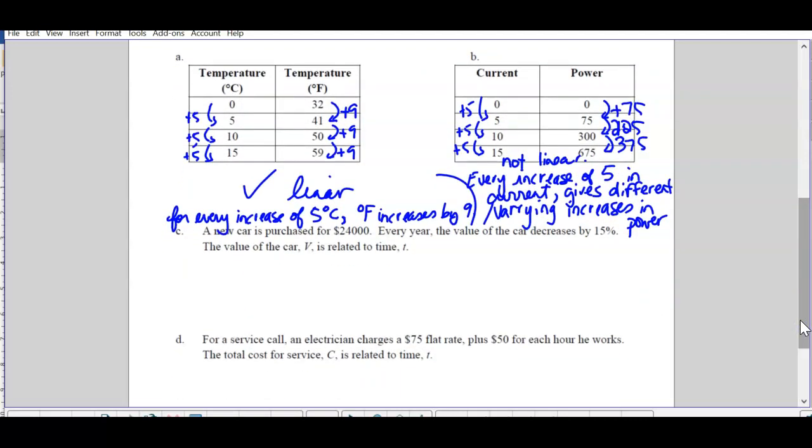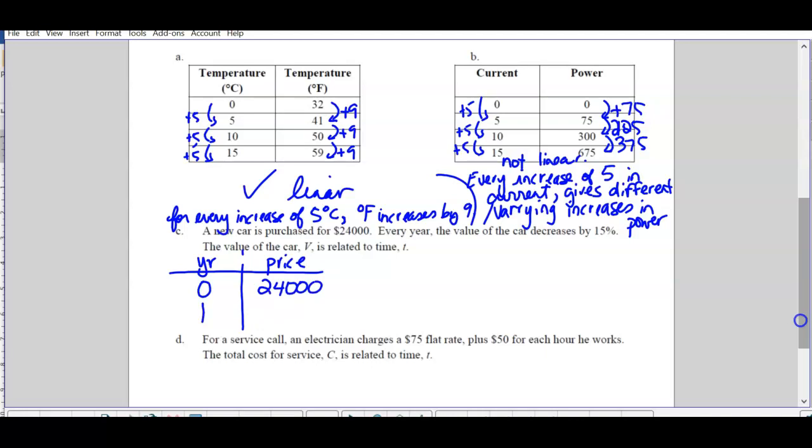Next one, new cars purchased for $24,000. Every year, the value of the car decreases by 15%. The value of the car V is related to time T. So be careful on this one. It decreases by 15% each year, but it's 15% of the previous year. So if we did a table of values, this is the year and then the price.